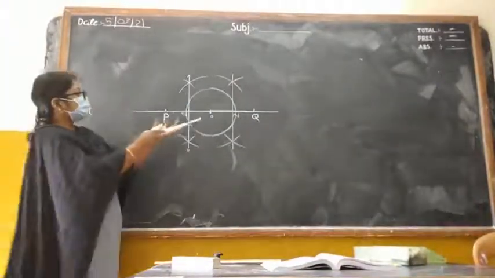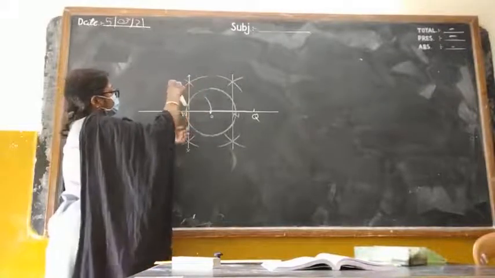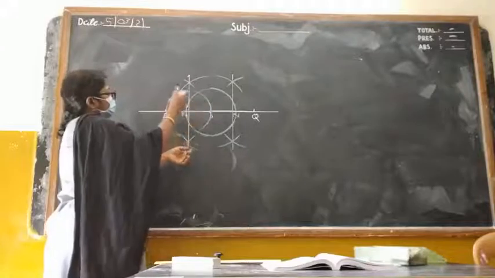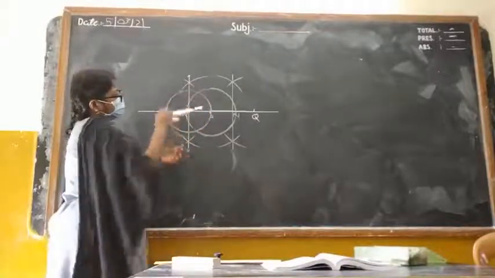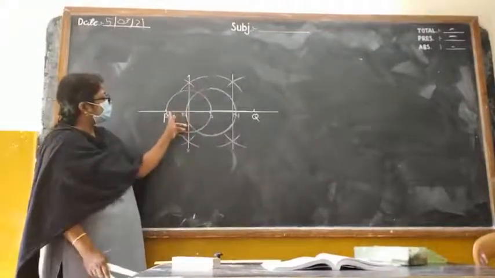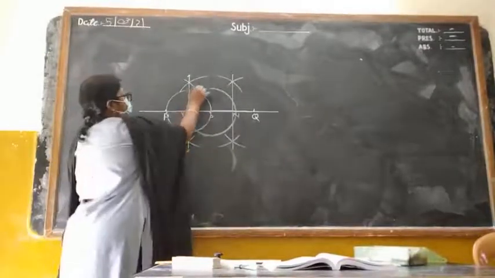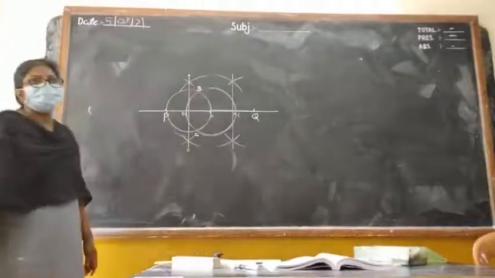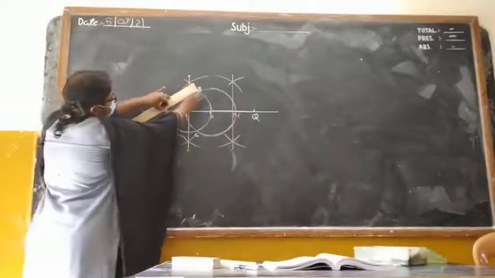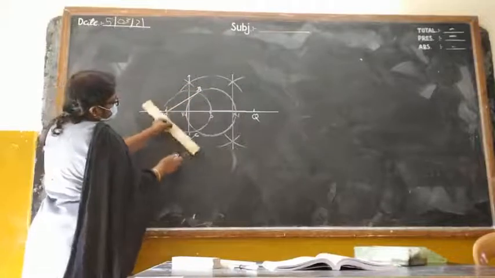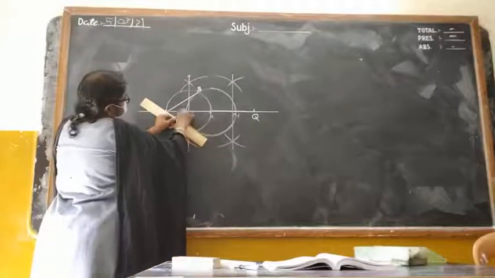Okay. Now take OM as radius. Draw a circle. Okay. So that circle will touch at 2 points. Mark this one B and C. B and C. Join BP and CP. Okay.